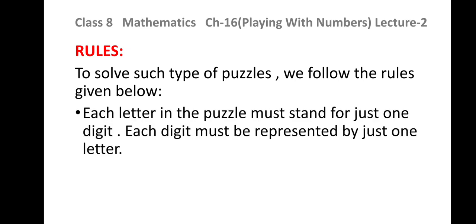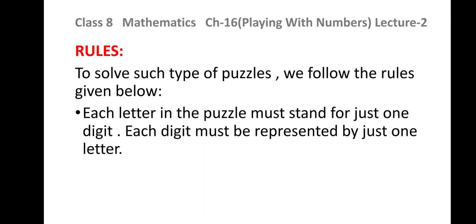Each letter in the puzzle must stand for just one digit. For example, if any unknown letter is given to you, like A is present in the question, then this A will represent only a single digit. That is, suppose you have calculated the value of A as 5. So wherever A is present in the question, A will take the value 5. So each letter in the puzzle must stand for just one digit.